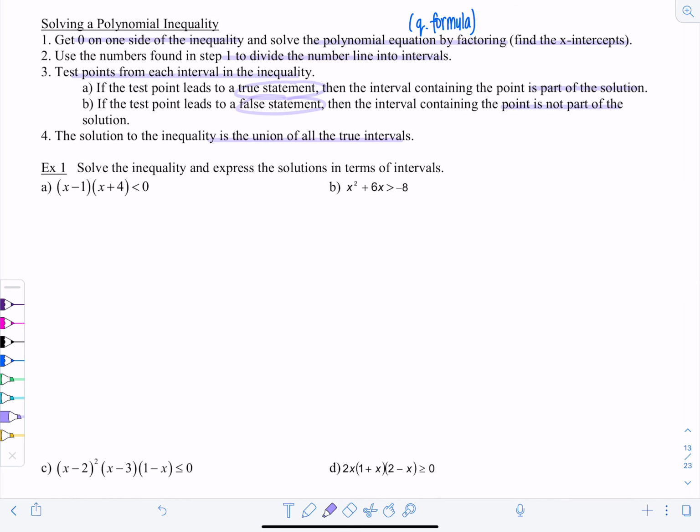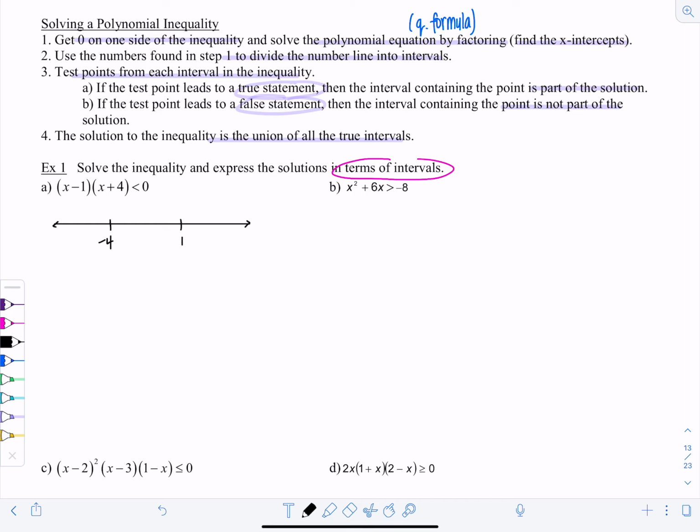And here we go. Solve the inequality and then express the solution in terms of intervals. So they want all of the answers given in interval notation. The first one's pretty much set up for us because we already have a 0 on one side of the inequality and it's factored. What more could you ask for? So we're going to make a number line and I'm going to list the zeros from each of the factors on the number line. So the zeros are going to be +1 and -4.